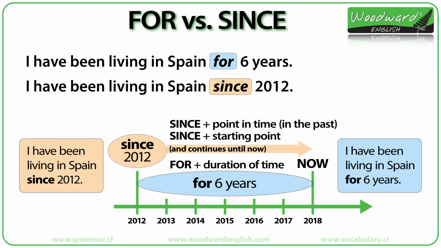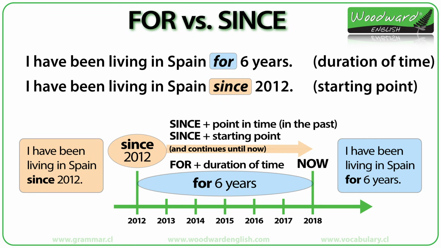So let's look at the two sentences again. I have been living in Spain for 6 years. For is used because we are giving the duration of time. I have been living in Spain since 2012. Since is used because we're giving a starting point of time in the past.